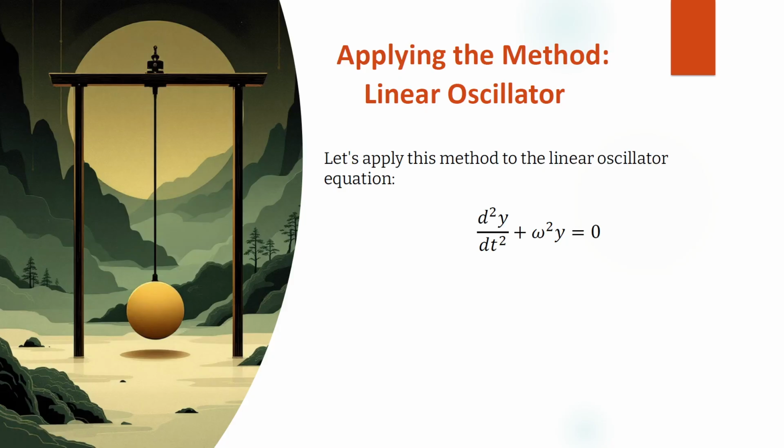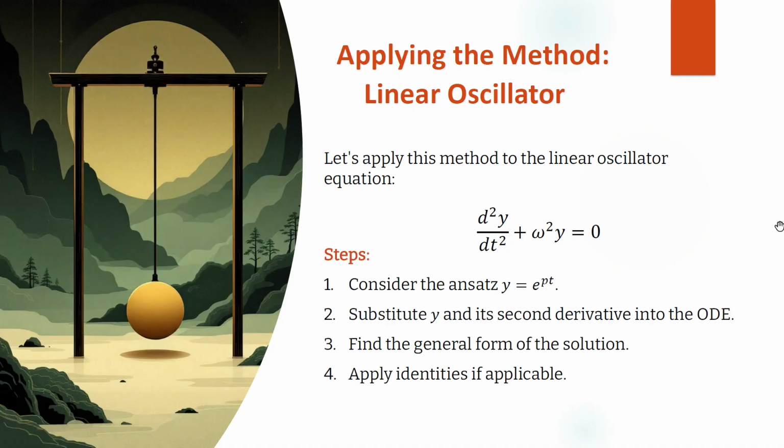Now we will try to apply that concept to this linear oscillator model given by d squared y with respect to t plus omega squared y is equal to 0. These are the steps that we follow to find the general form of the solution. The first one is of course to consider an exponential ansatz, and we can notice here that our linear oscillator model is a function of t.